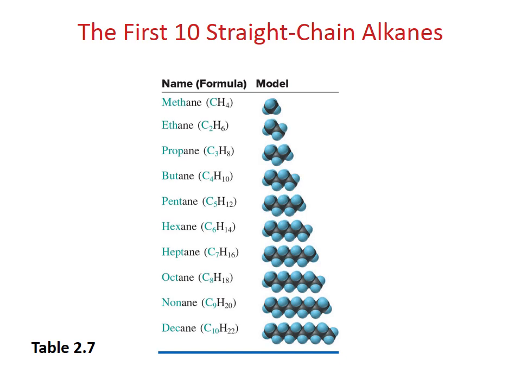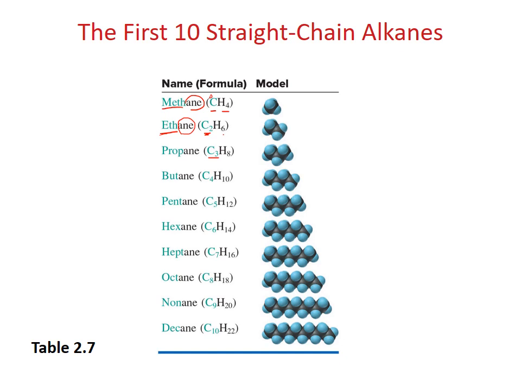Here are the first 10 straight chain alkanes. The first one has 1 carbon, 4 hydrogen, and the root is meth, and then add -ane. So it's called methane. So methane has 1 carbon with 4 hydrogen. We have 2 carbon with 6 hydrogen, the root is eth, then -ane, so ethane.